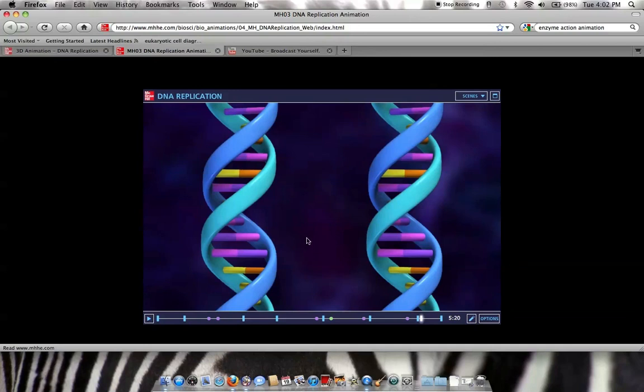So that's how we can tie this whole thing together. You learned way back a few chapters ago that the cell cycle had various stages, and one of those stages was the synthesis phase. Well, this is how DNA replicates.